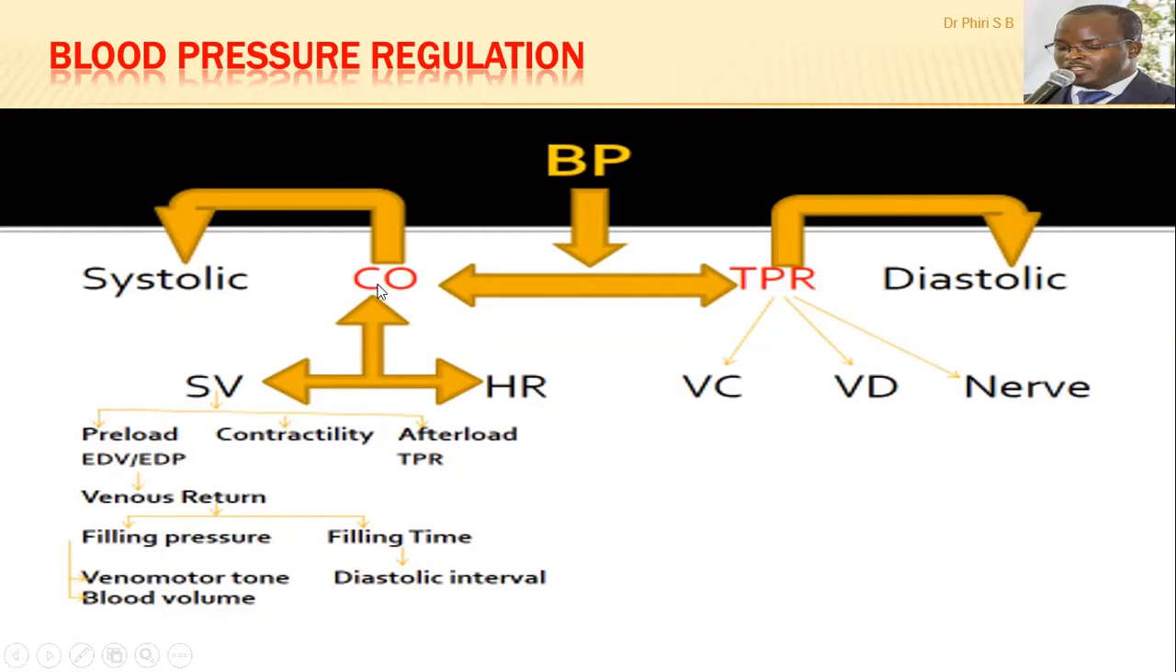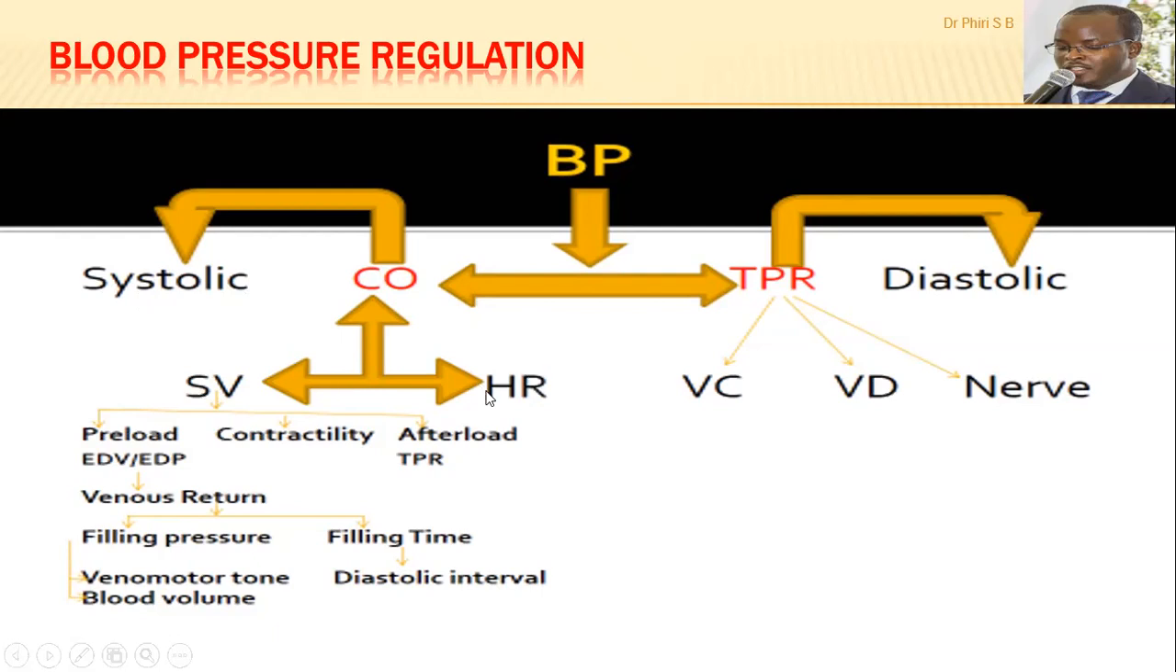If you have an increase in the cardiac output, you're also going to have an increase in the systolic blood pressure. Because remember, the pressure coming from the ventricles is the one that is transmitted into the aorta, giving you the systolic blood pressure. So the systolic blood pressure is dependent on the cardiac output mainly. And this cardiac output is affected by the stroke volume and the heart rate, because the cardiac output is a product of the stroke volume and the heart rate.